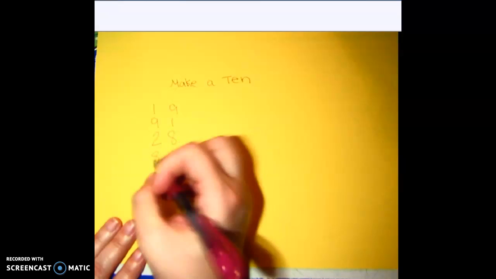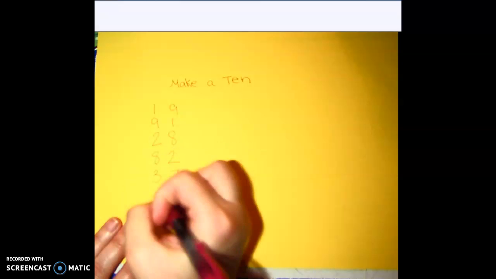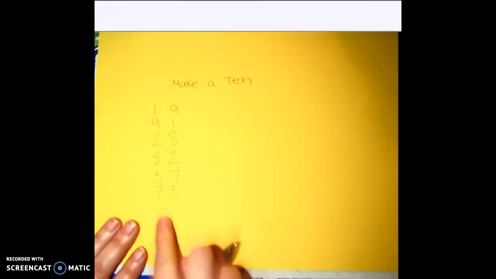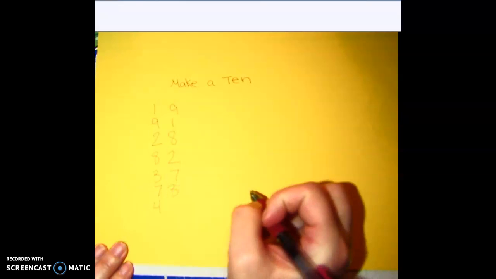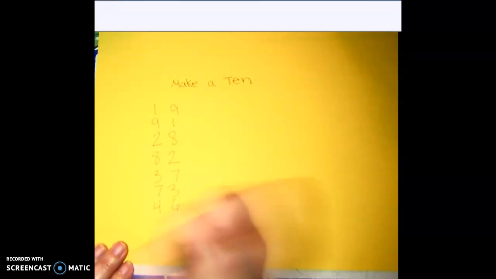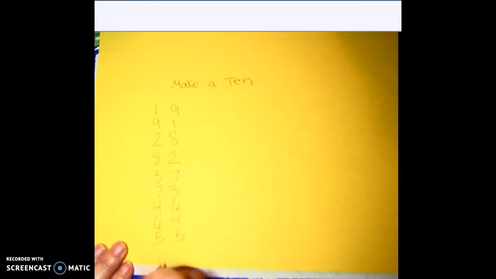What number goes with 3 to make it 10? 7. And what goes with 7 to make it 10? 3. All right, you have to memorize these. Okay, what goes with 4? What goes with 4? 6. And so what goes with 6? 4. Okay, and our last one, what goes with 5? Another 5. We don't have to write it back and forth because we still have it there, all right?